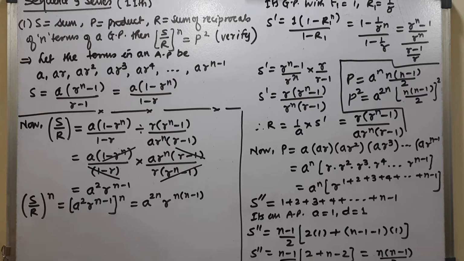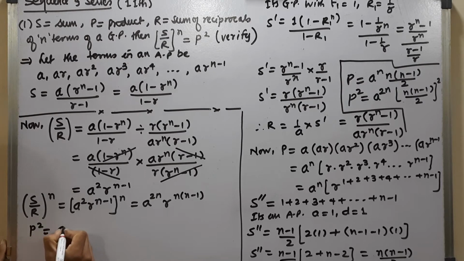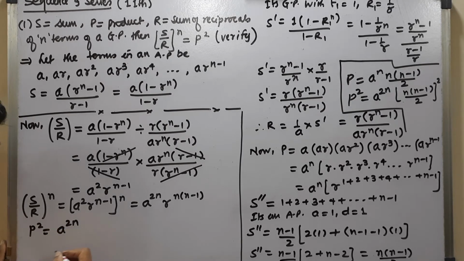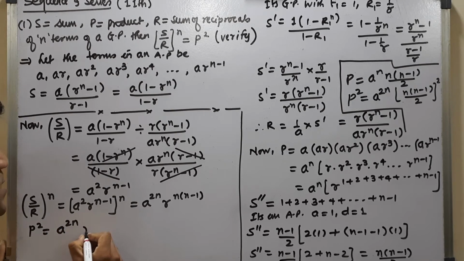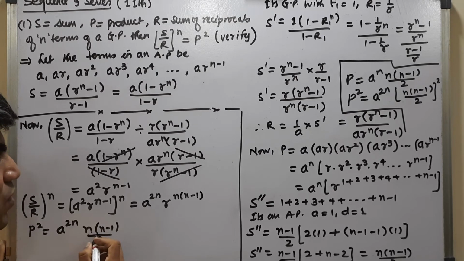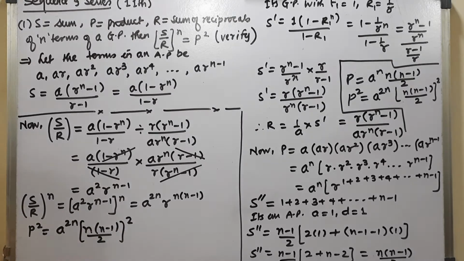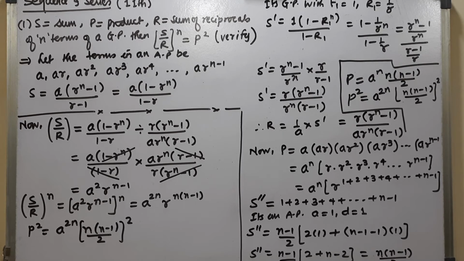Now this and the result of p square. P square on solving I get here a raised to 2n into, that is n into n minus 1 upon 2. Yeah, this also is whole square. Okay, this is your whole square. So now let us talk about its role with this r raised to power. So that is to be solved.